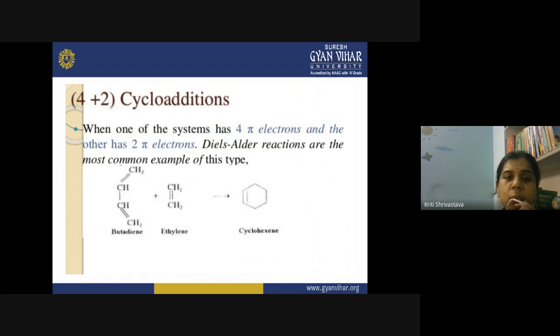Let us discuss the most common example, that is 4 plus 2 cycloaddition. One of the systems has 4 pi electrons, that is butadiene, and the other has 2 pi electrons, ethylene. When they add together, it occurs via a concerted mechanism and a cyclic transition state. So this is the Diels-Alder reaction, and as a product we obtain cyclohexene. Now there are so many variations in it, and the ethylene molecule can have different substituents involved.